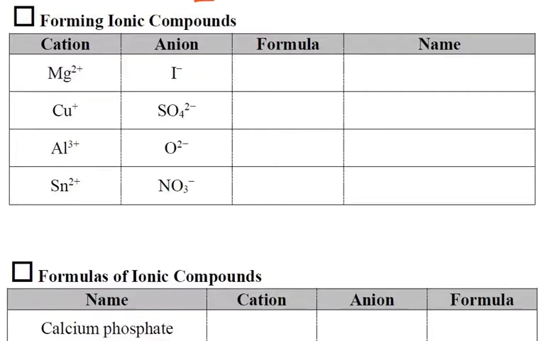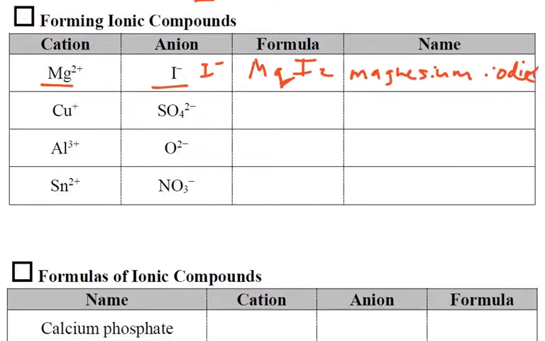If we have Mg2+ and I-, we're going to have two I minuses to balance the 2+. So the compound would be MgI2. Okay, and because this is magnesium and this is iodide, the name is magnesium iodide. Now notice that the name has nothing to do with how many iodides there are.